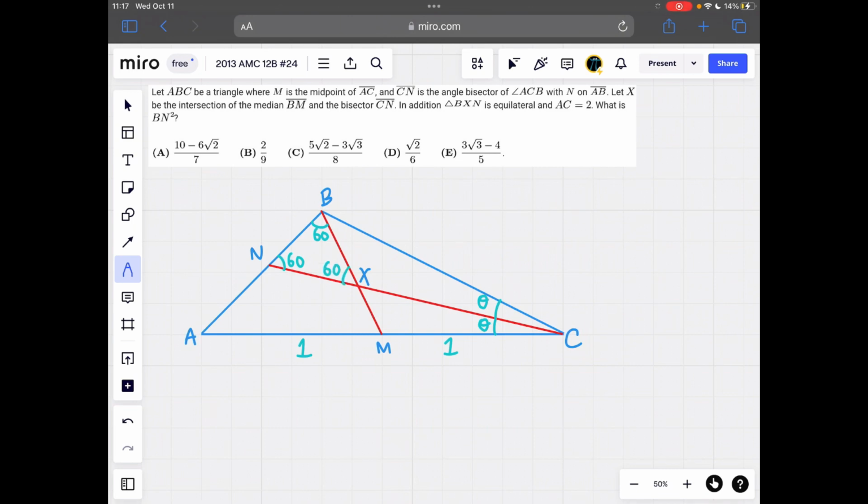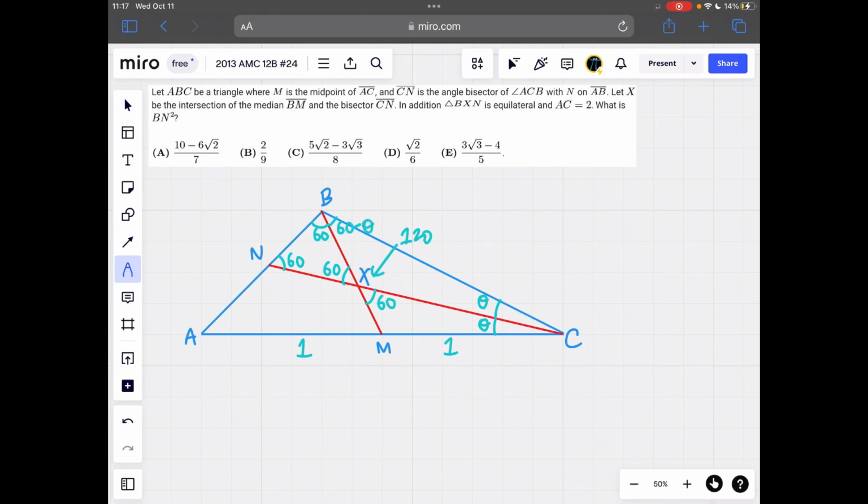And from there, we angle chase. We know that if angle BXN is equal to 60, then angle BXC is equal to 120. And using the sum of the angles in a triangle, it's always equal to 180. So in triangle BXC, the sum of angles X and C is 120 plus theta. So angle XBC is equal to 180 minus that, which is 60 minus theta.